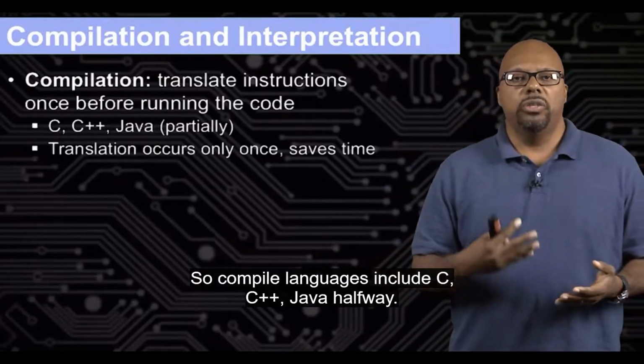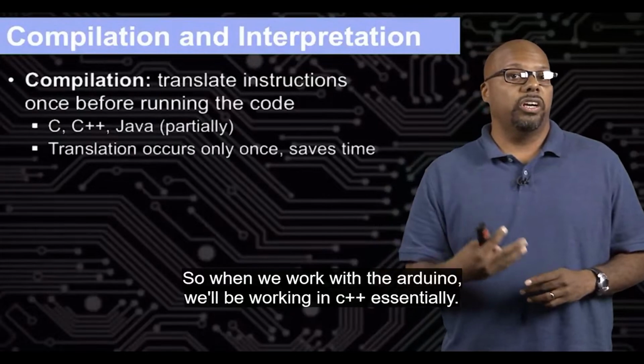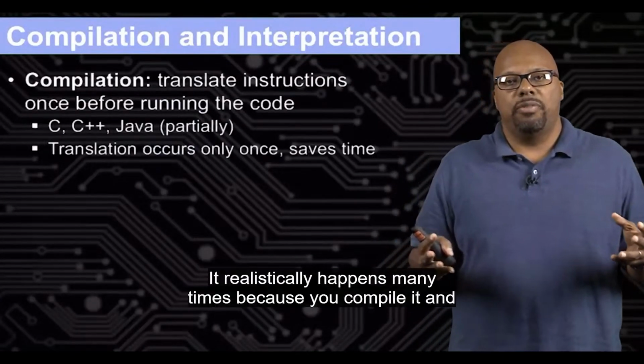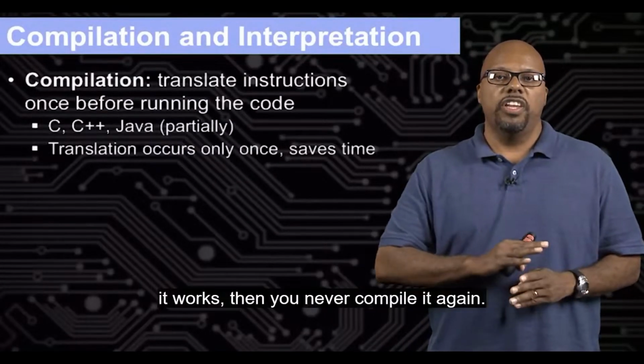Okay? So compiled languages include C, C++, Java, halfway. There are other compiled languages too. When we work with the Arduino, we'll be working in C++ essentially. So that's a compiled language. This compilation process happens once. Realistically, it happens many times because you compile it and then you realize you had a bug and you fix it, compile again. But essentially, once you're done and it works, you never compile it again. You just execute it.